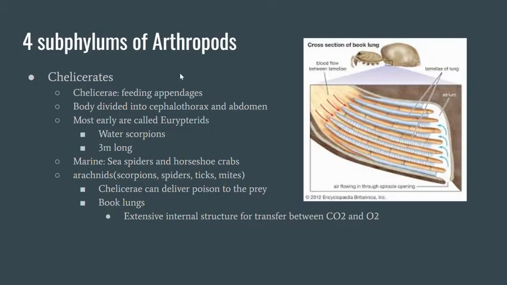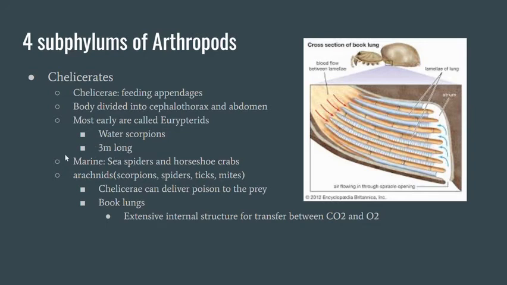We'll be taking a look at the four subphyla of arthropods. Your first subphylum is your chelicerates. These are named after an appendage called chelicera, which they use to feed. Their body is divided into a cephalothorax, head and thorax combined, and an abdomen. The earliest ones were called eurypterids, and these are your water scorpions that can grow up to 3 meters in length.